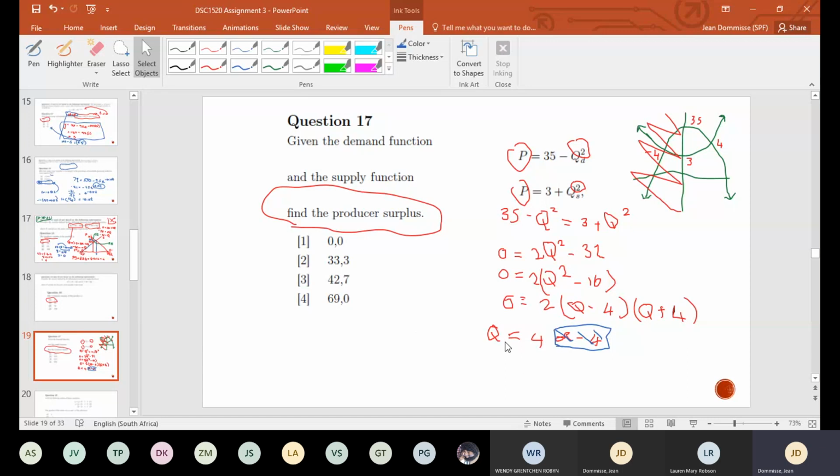Okay, so we have the Q. Now we need to work out what the price is. So we have Q here as 4. We now need to work out what that p-value is. Basically, in either of those two formulas, we can substitute the 4 back. So I would use the top one.